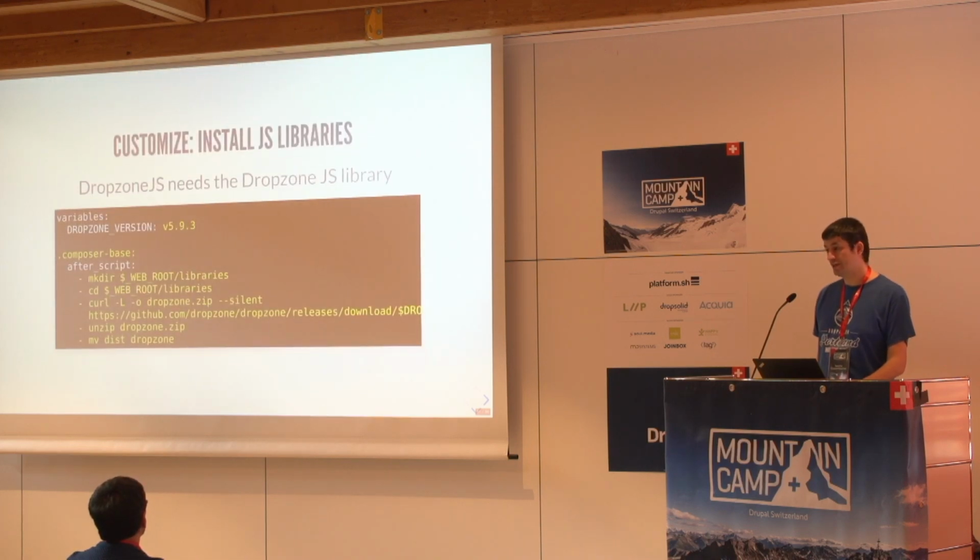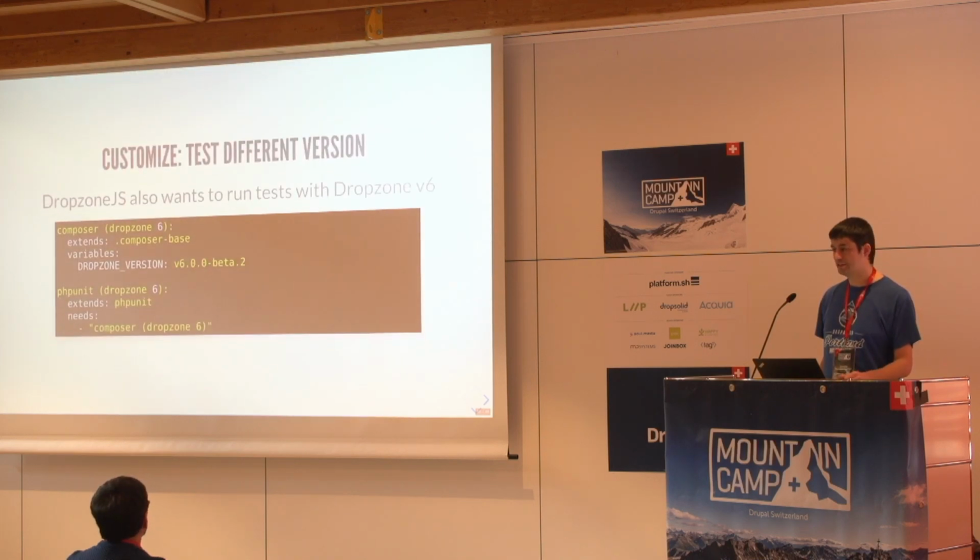You can install JavaScript libraries. For example, the Dropzone module uses the composer build script to download the Dropzone library, move it to the right place, unzip it, and so on, and then the tests can use it and can rely on it. You might notice that I used a variable here for the version, because Dropzone wants to test different versions. I can do that as well.